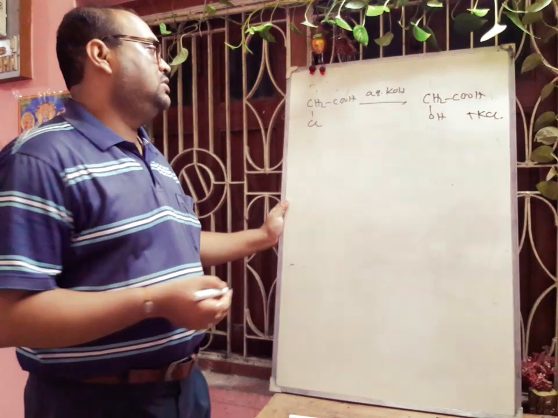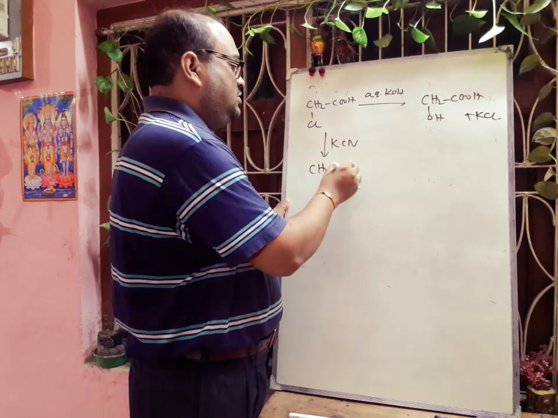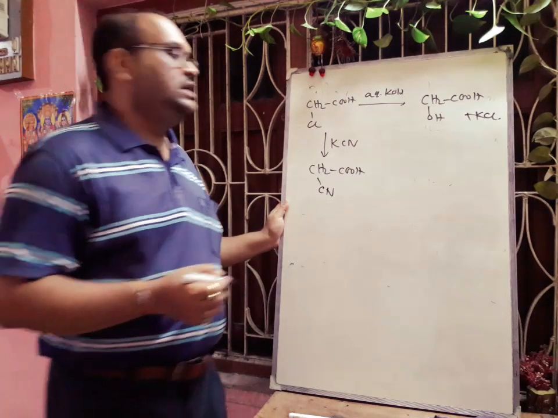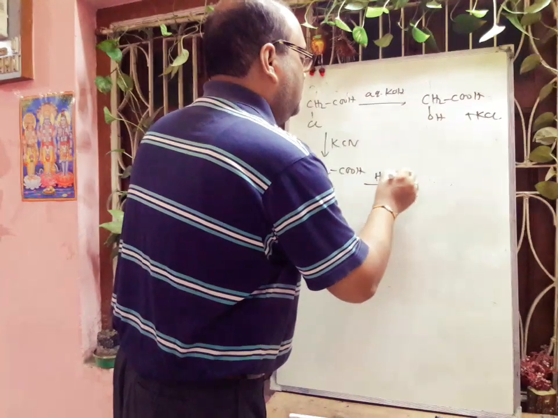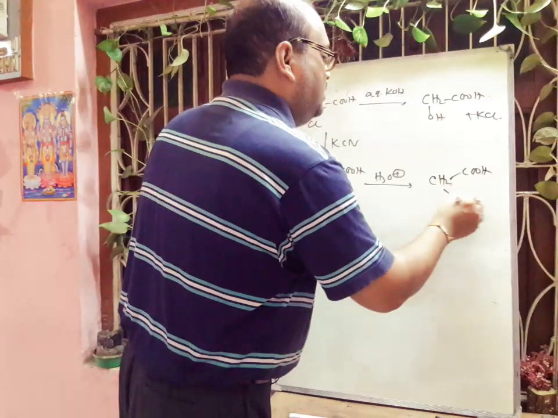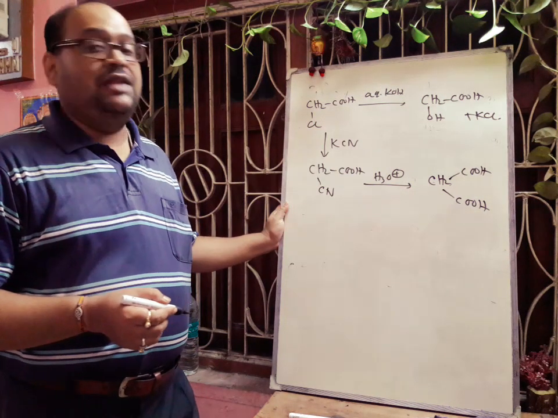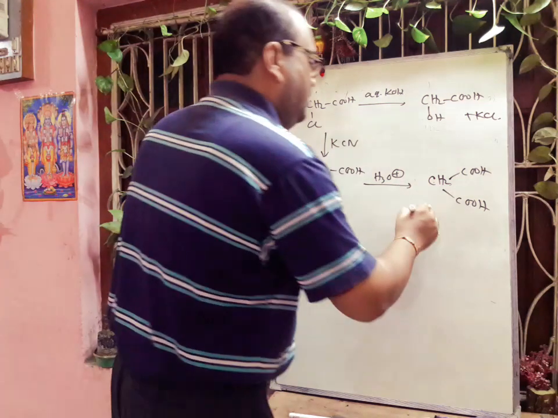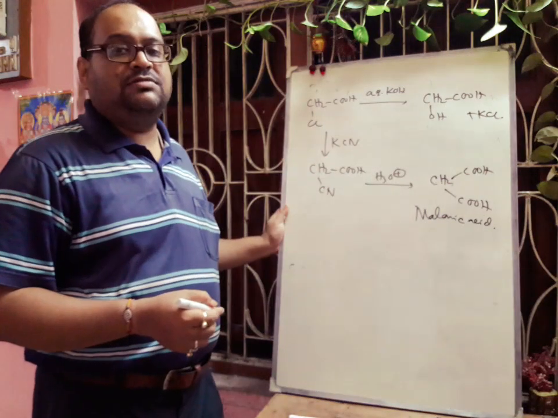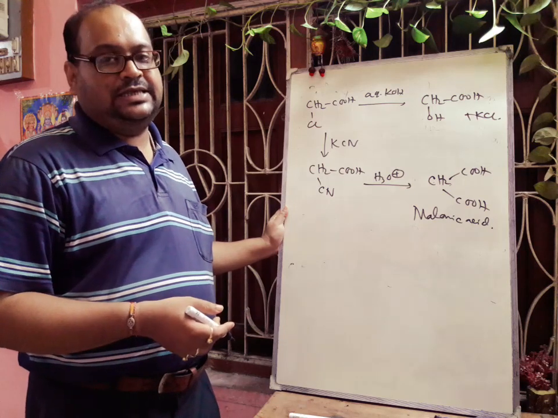Now if we add potassium cyanide here, then there will be formation of CH2(CN)COOH. Now if we hydrolyze this compound using H3O plus, it will convert into acid, so there will be formation of a dicarboxylic acid. And what is the name of this compound? This is malonic acid. Just now I discussed that this dicarboxylic acid is thermally unstable. If we heat it, it will lose carbon dioxide and there will be formation of acetic acid.